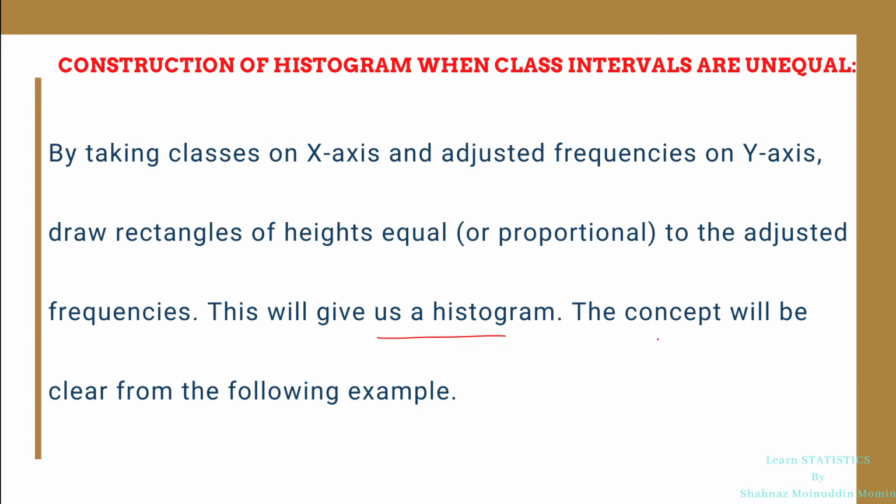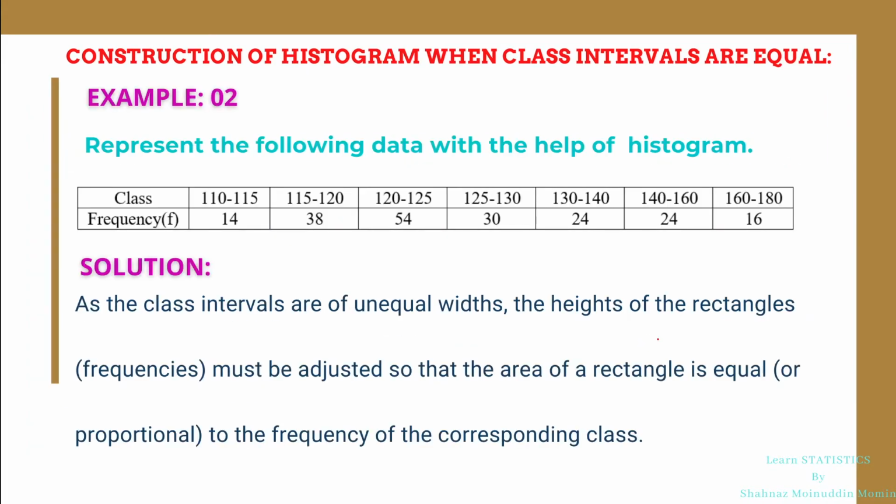Now we will take an example to clear the idea when class intervals are unequal. So consider the example. Represent the following data with the help of histogram. Here class and frequencies are given. Classes are 110 to 115, 115 to 120, like that. Last class is 160 to 180.